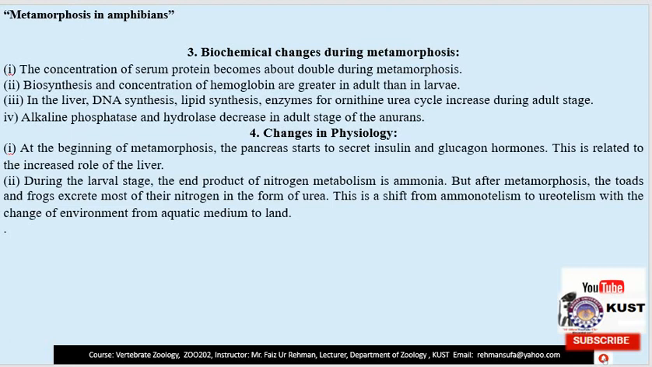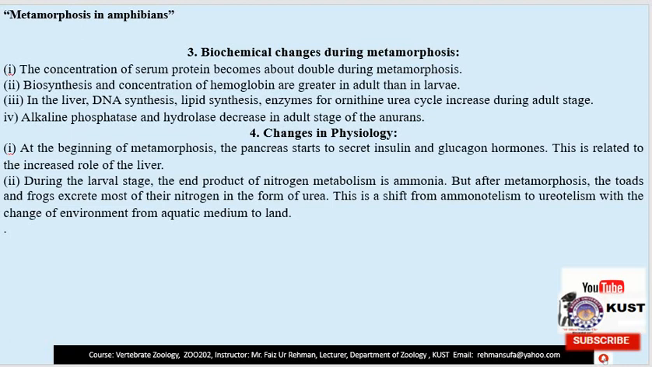Biochemical changes during metamorphosis. The concentration of serum protein becomes double during metamorphosis. The biosynthesis and concentration of hemoglobin are greater in the adult than in the larva. In the liver, DNA synthesis, lipid synthesis, and enzymes for the urea cycle or ornithine cycle increase during the adult stage. Alkaline phosphatase and hydrolase decrease in the adult stage of neurons.